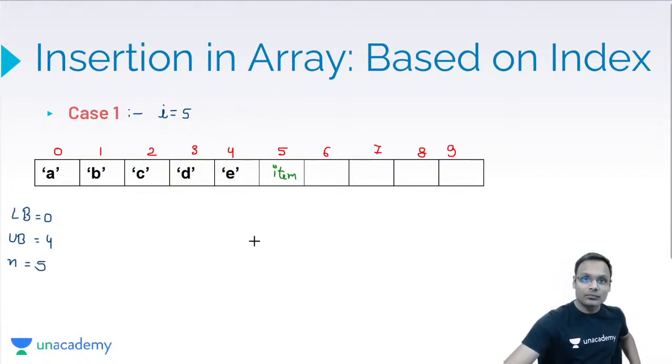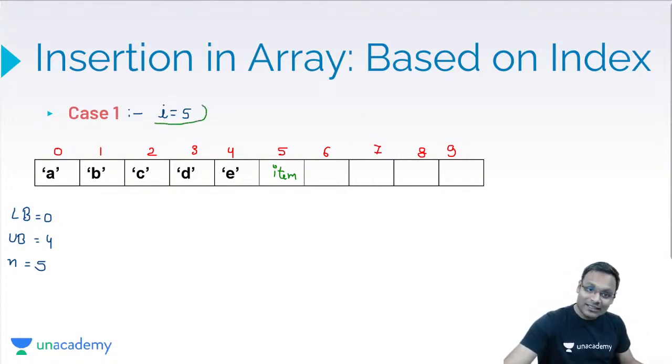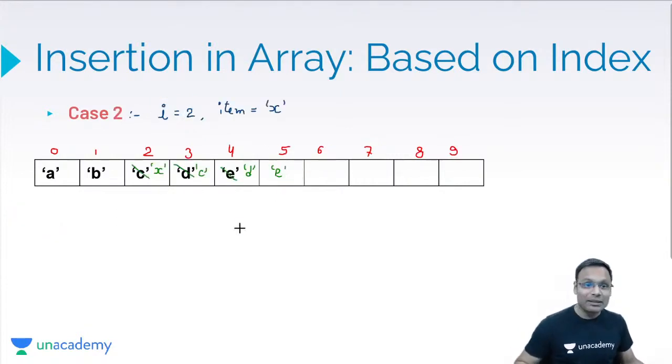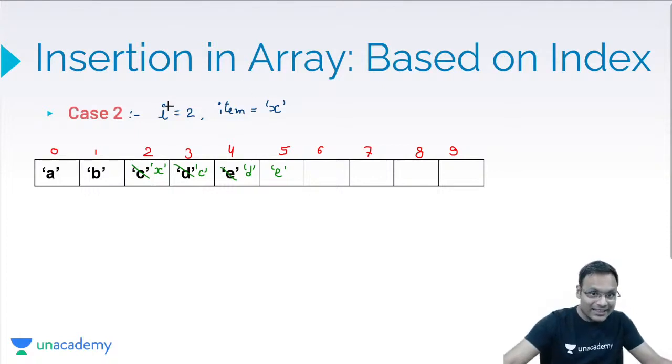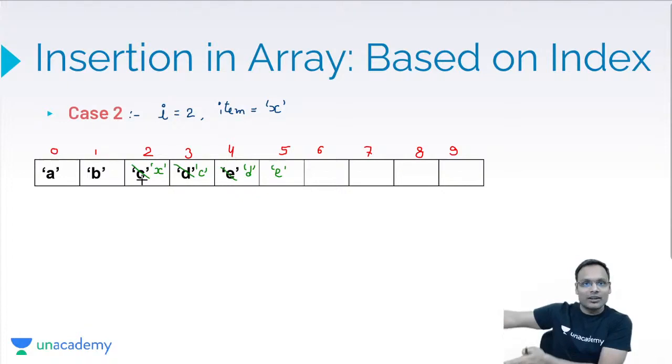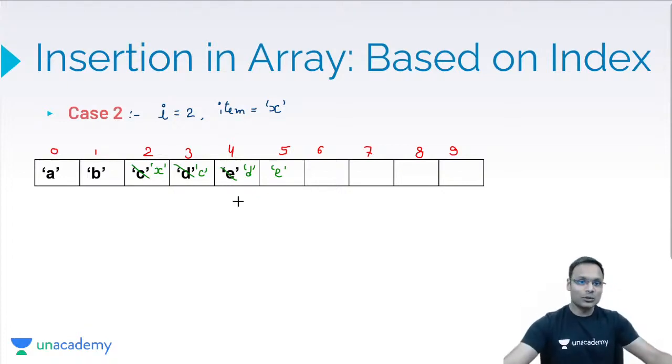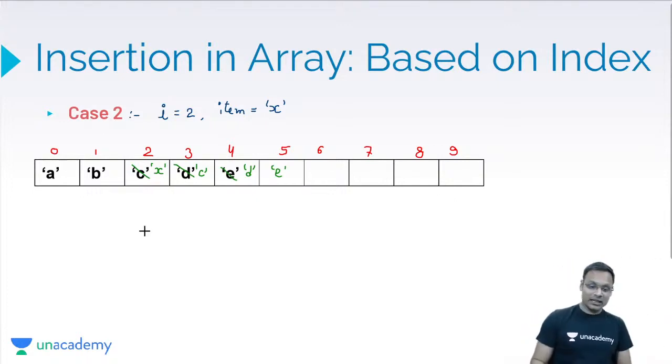You know why? Just because I was inserting the element at the end where the empty space is present. Here I am inserting the element at some middle index. So I'll have to shift from the middle index, wherever the index I is given, to the upper bound. All the elements should be shifted right one position so that index I becomes free, and now I can insert X over there. One more example I'm going to take.